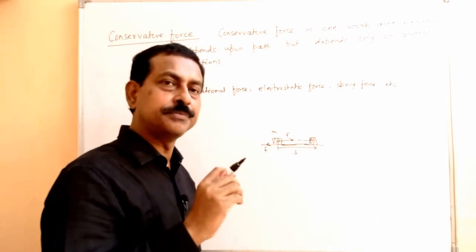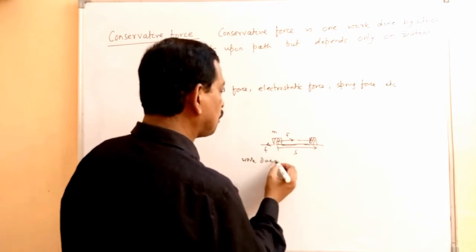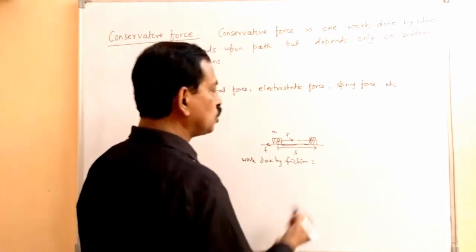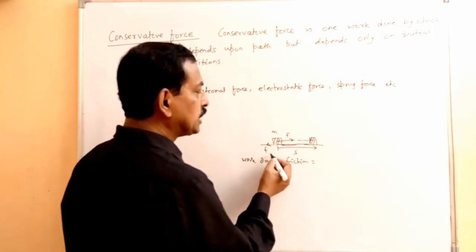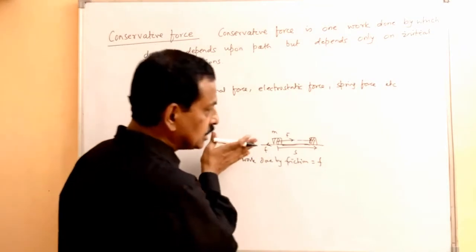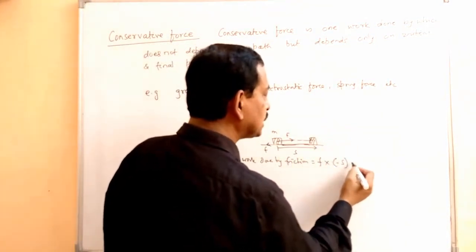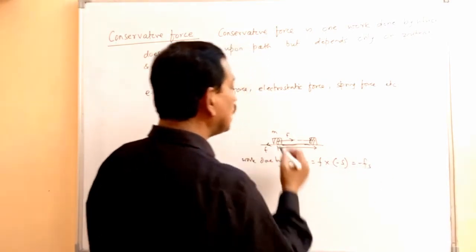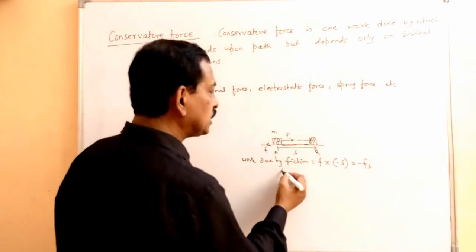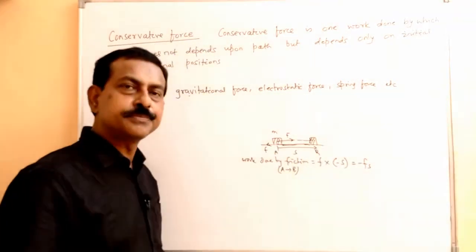So from this to this, if we have moved, the work done by friction will be equal to how much? The frictional force, suppose I represent it as small f, is in this direction, and the displacement we have shown in the other direction. So this into minus s, it is your minus fs when it is being moved from A to B.